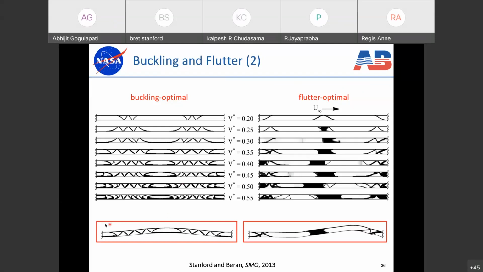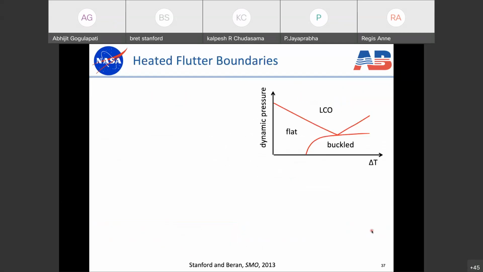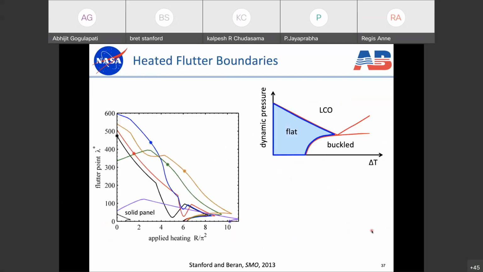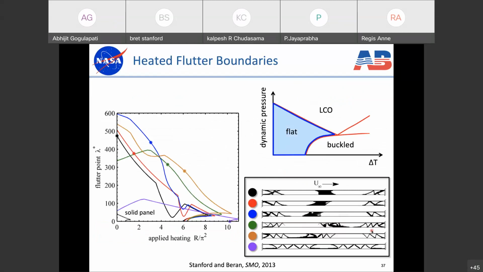And then at the bottom here, I'm showing typical eigenvectors, typical mode shapes. This is a buckling mode shape that we see, and this is a typical flutter-based mode shape that we might see. I think I'm going to skip this chart in the interest of time, so I'll move on here.